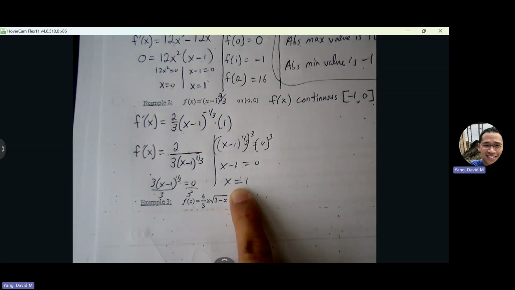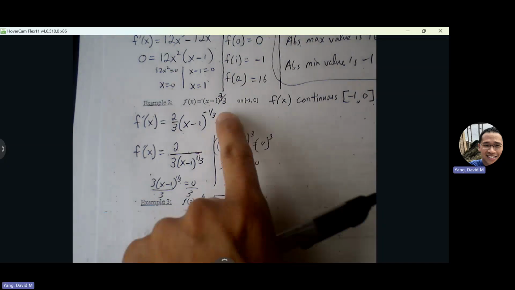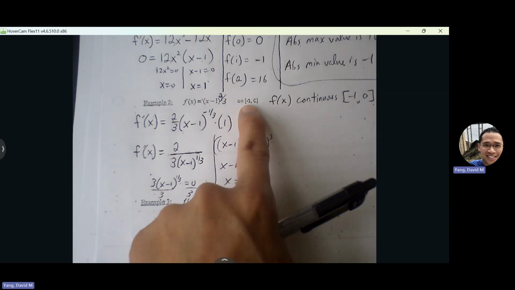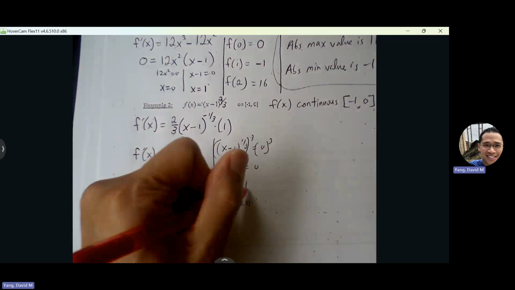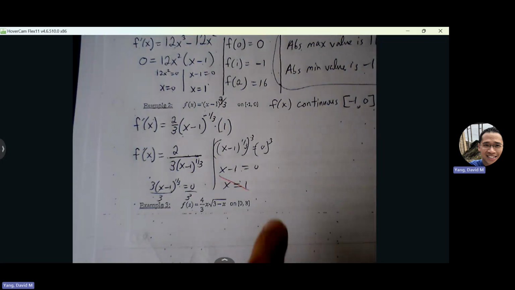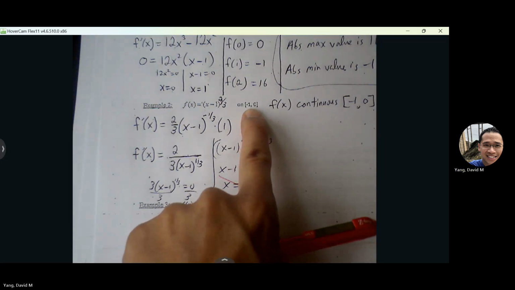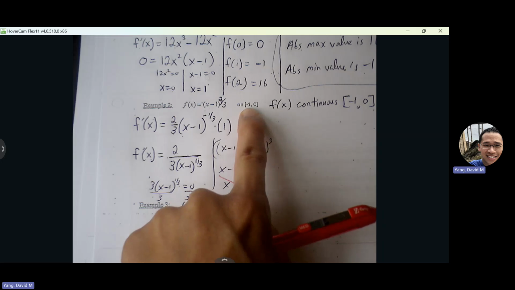Is this a valid critical point? No, it's not inside the interval. If it's not inside the interval, it's not part of our problem. There is no critical point for us to test, but we can still move forward. We just have 2 points to test. We only have to worry about these 2 points.